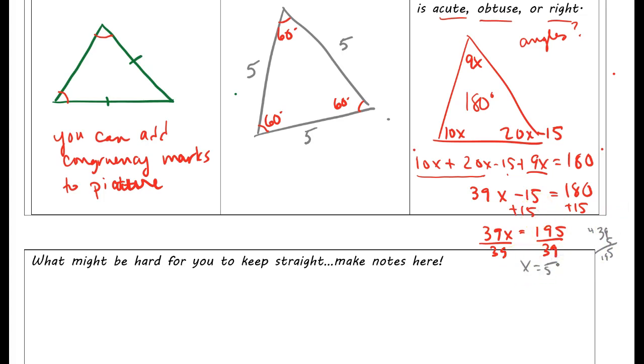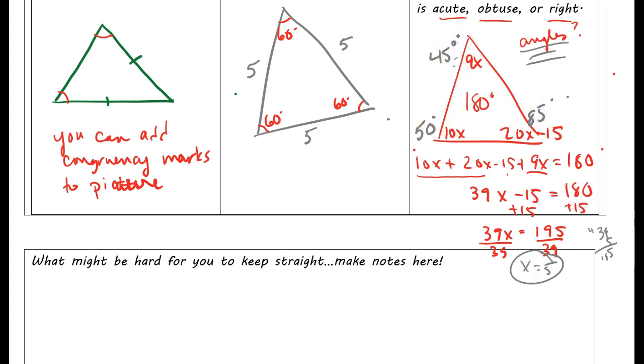Yay! Okay, they don't care about us knowing that x equals 5. We still haven't answered the question, so we still need the angles. So take x equals 5, plug it into all 3 of these, and figure out what your angles are. I'm just going to plug into the top first. The top angle is 9 times x, or 9 times 5, so this one's 45. This one is 10 times x, 10 times 5 is 50. And this one over here is 20 times 5 minus 15. So 20 times 5 is 100. 100 minus 15 is 85.